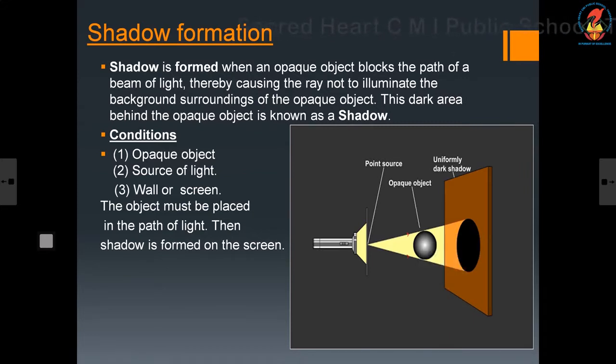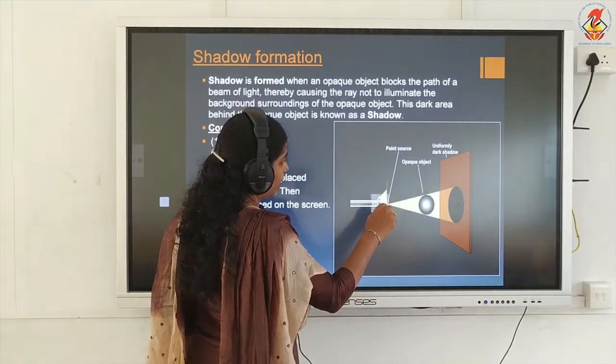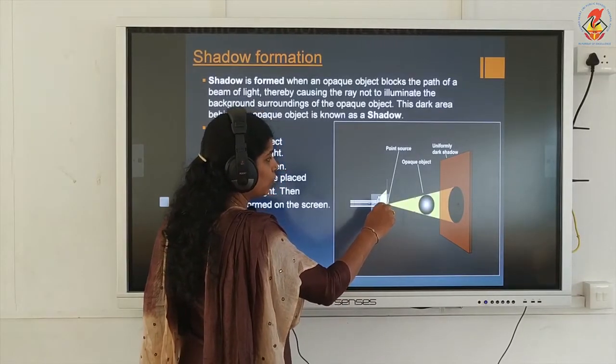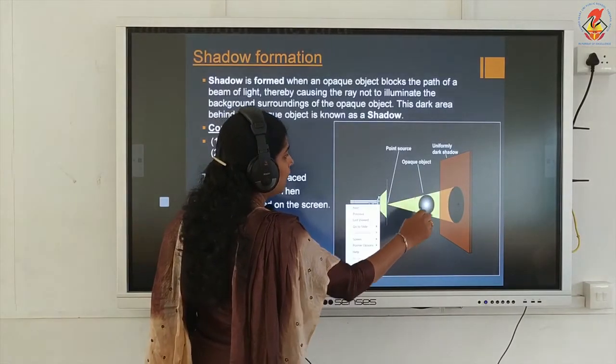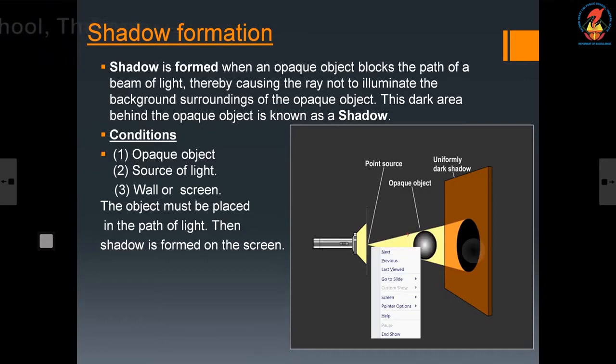So we need three things for the formation of a shadow. First one is a source of light. Second one is an opaque object. And third one is a screen on which we can form the shadow.